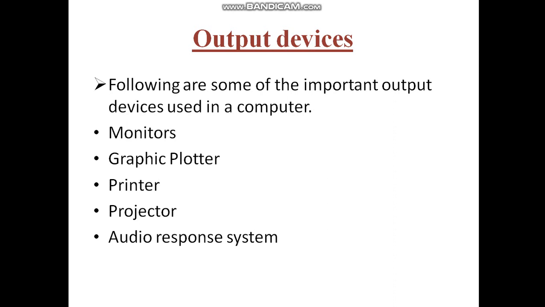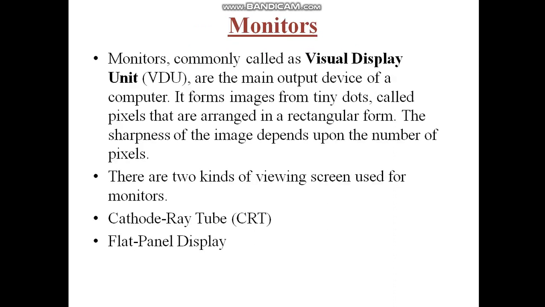First is the monitor. Second, graphic plotter. Third is the printer. Fourth, projector. Fifth, audio response system. Except for these, there are many other output devices available. First, monitors. Monitors are commonly called a visual display unit.